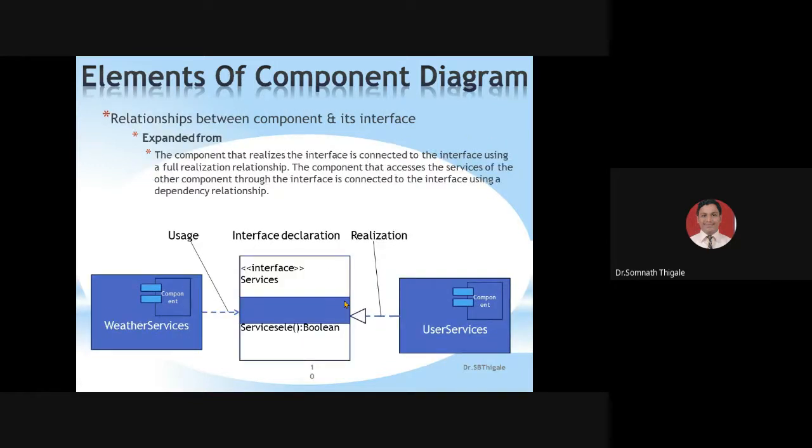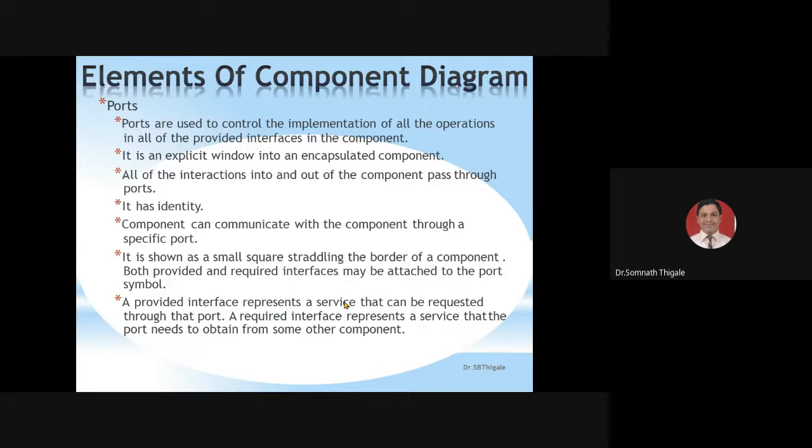This is the simple notation that we discussed. Now coming to the next part, we are starting with ports. Now what is the meaning of ports? In the computer networks subject you have discussed the concept of port. So ports are the ways through which you can connect with the system.